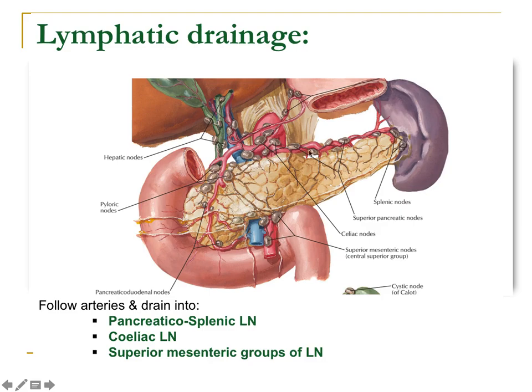Now the lymphatic drainage. According to the position, you will find lymph nodes. Here in the tail region, between the spleen and pancreas, you will find the pancreaticosplenic lymph nodes. Here are the celiac nodes, and somewhere in this region the superior mesenteric group of lymph nodes, for the drainage of the lymphatics.